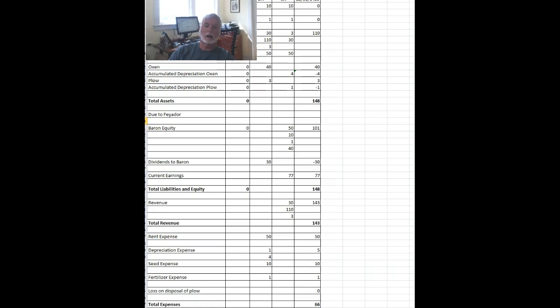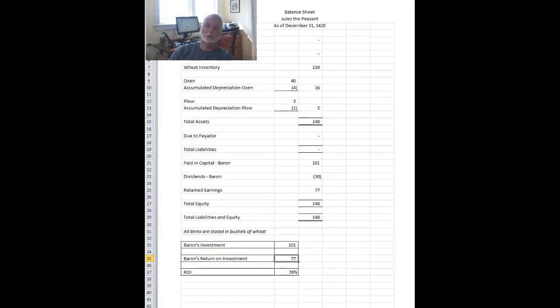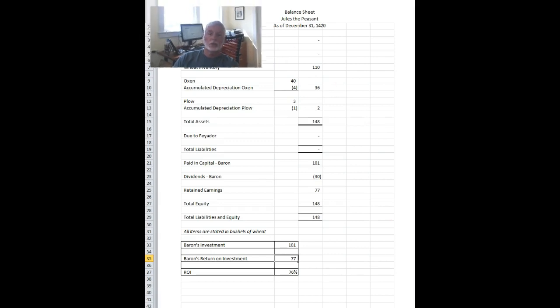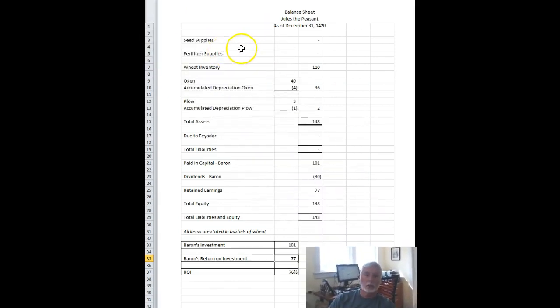So now let's look at how we break this down into financial statements. There's a balance sheet for Jules, which looks like this. This is the balance sheet at the end of December 31st, 1420. He's got no seed supplies. He's got no fertilizer. He has 110 bushels of wheat. He has an ox worth 36 bushels. He's got a plow worth 2 bushels. So he's got total assets of 148.